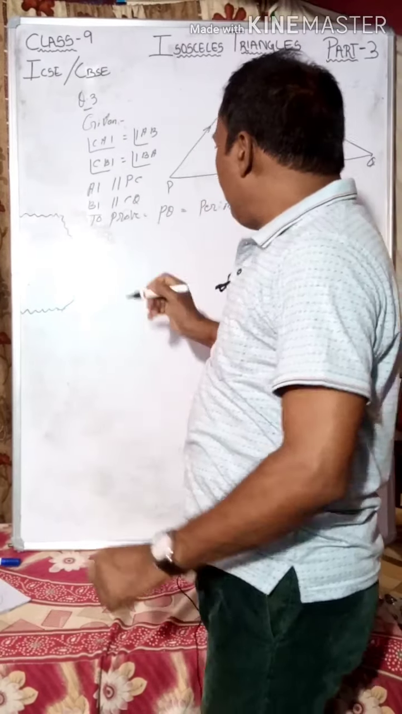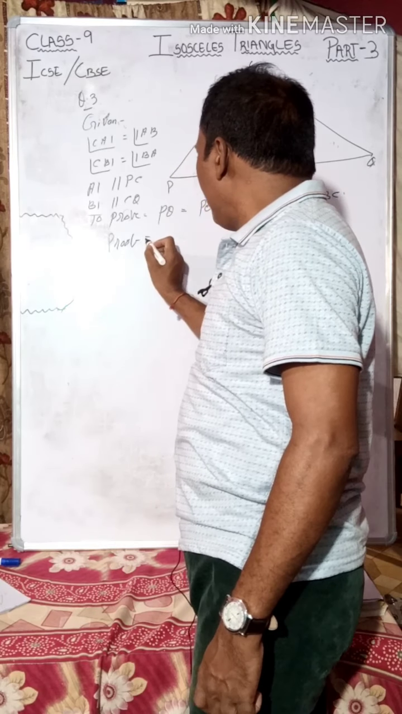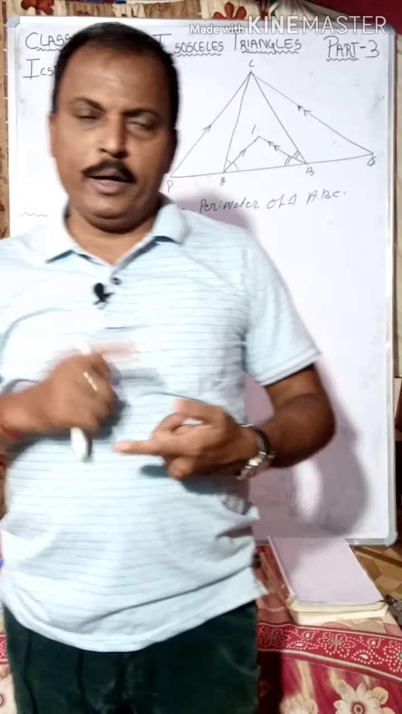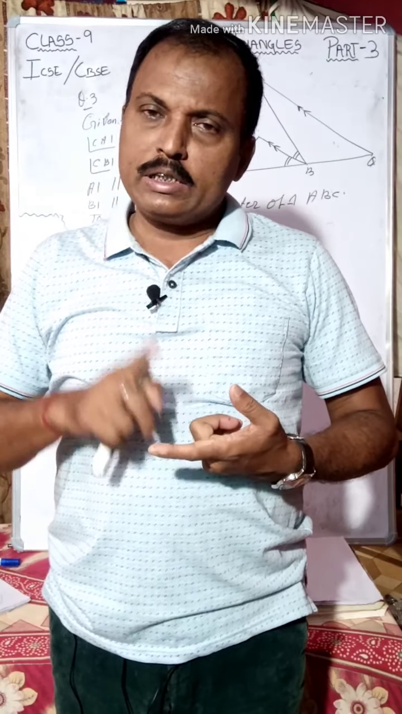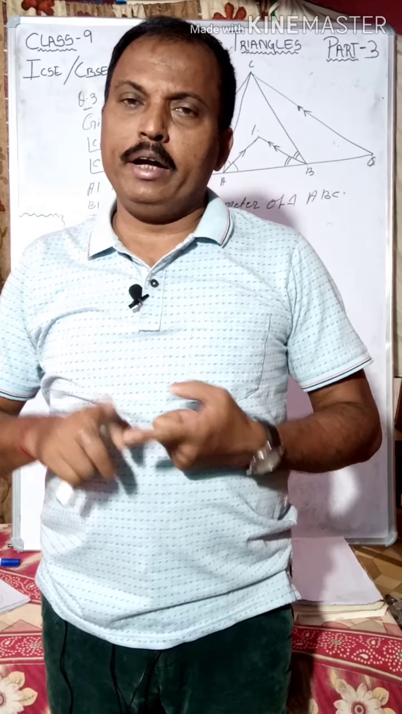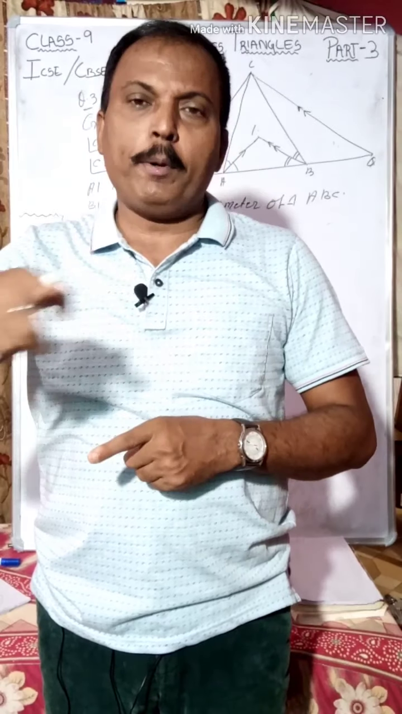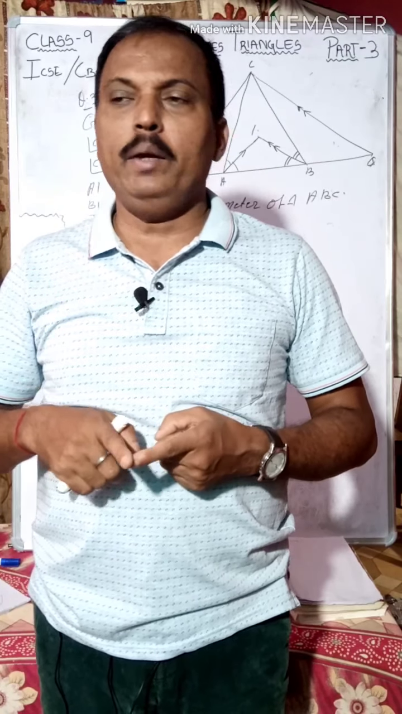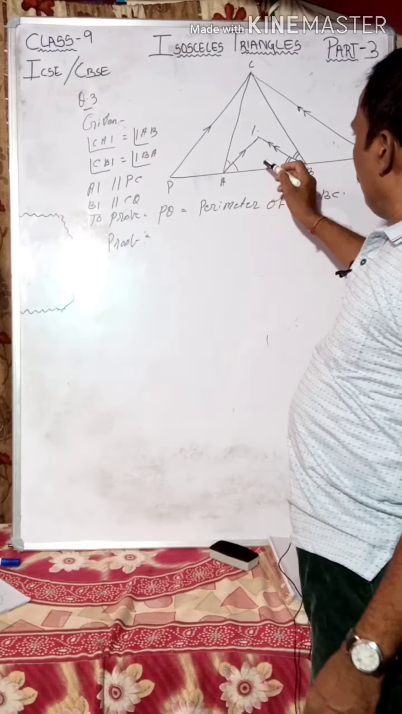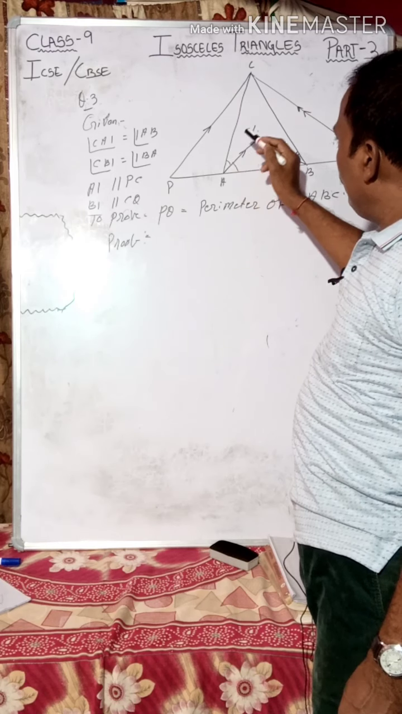So what is the perimeter? What is perimeter? We know perimeter: for a rectilinear figure, the sum of the sides of the polygon or rectilinear figure is called the perimeter, or the sum of the sides of any polygon, that is perimeter. So now this angle is equal to this angle.